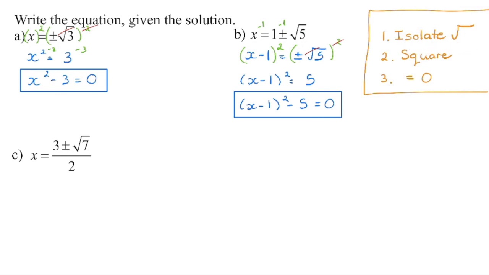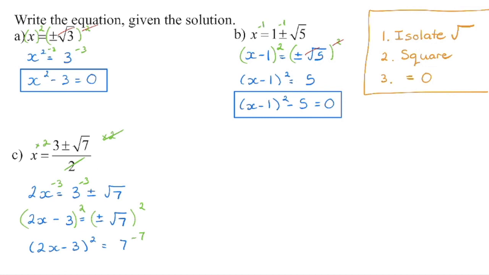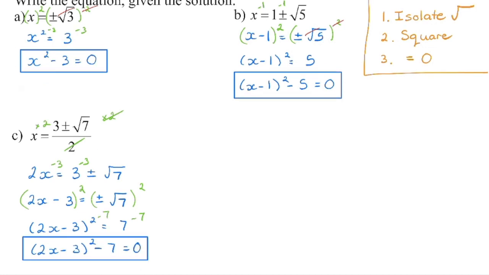Isolate the square root first. So in this last one here, I want to begin by getting rid of that divided by 2 on the denominator. So I'm going to multiply each side by 2, and then 2 halves is going to eliminate that bottom. And then we still need to get this radical isolated. So the next thing we're going to do is subtract 3 from each side. And then I'm going to eliminate that square root by squaring both sides. I'm going to now bring the right side to 0 by subtracting 7. And from those roots, we've now generated the equation in vertex form that would produce those intercepts.